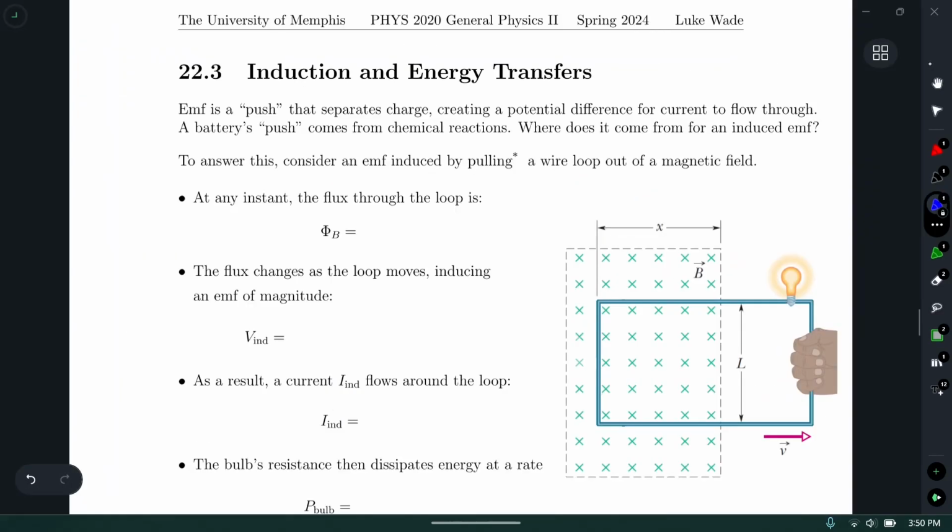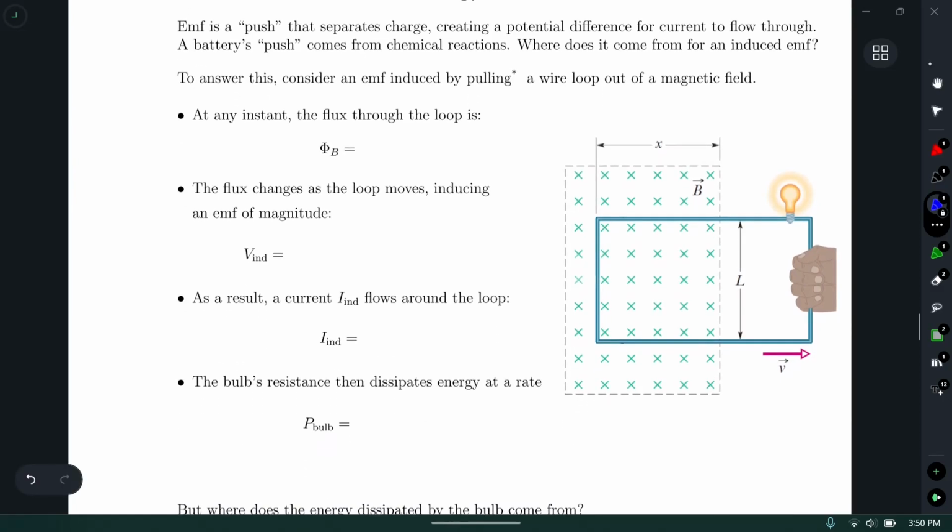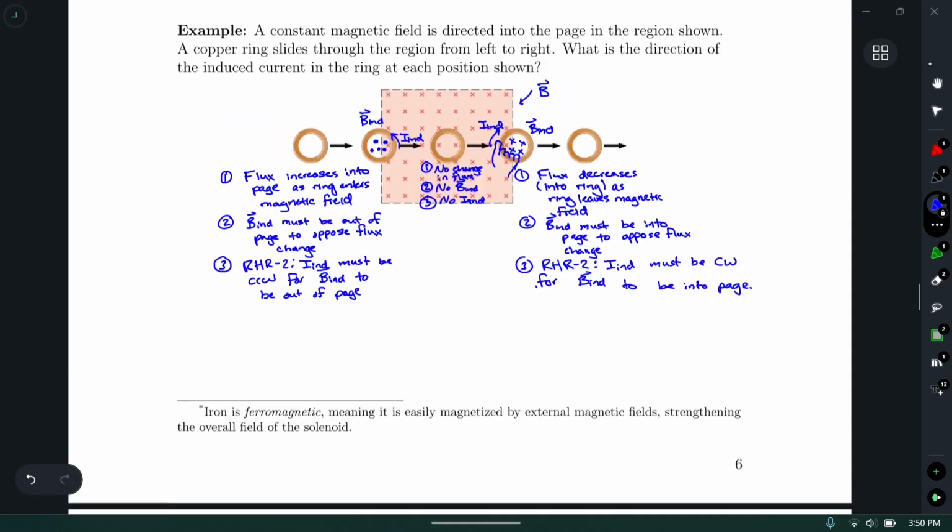Okay, so we've been talking for a while about induction and how it can cause current to flow through a wire, but in order for current to flow, you need some energy source. How is that coming to be? So we're going to look at another type of induction. It's similar to the example we just considered.